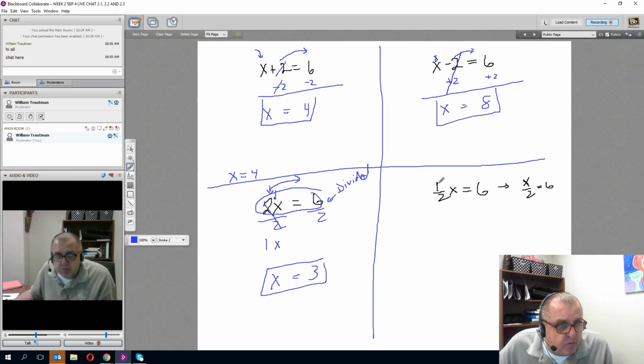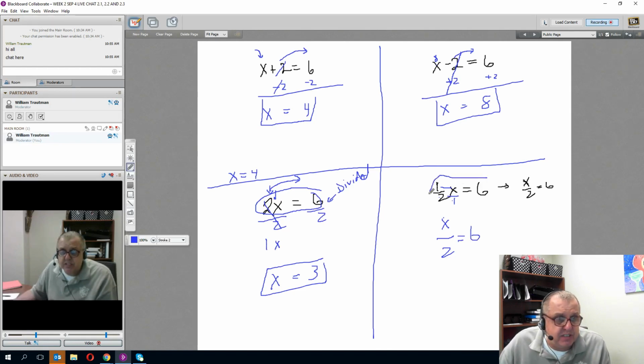Now, in this problem, 1/2 x is the same thing. You multiply the tops, and I get 1 times x is x. Multiply the bottoms, 2 times 1 is 2. You see, that's how 1/2 x equals 6 is x over 2 equals 6. So what I need to do, I need to get rid of this 2. What is it doing to the x? It's dividing. The opposite of dividing by 2 is multiplying both sides by 2.